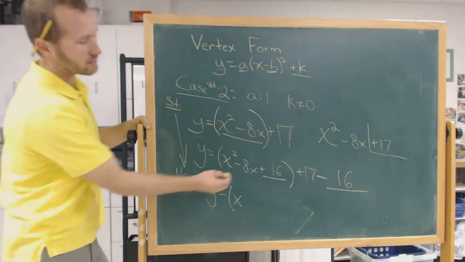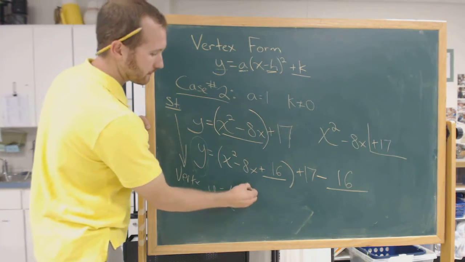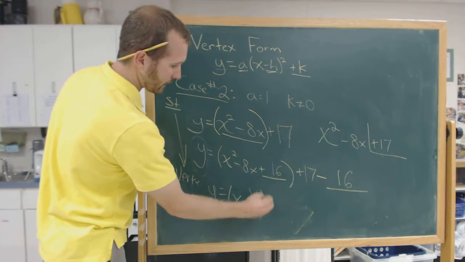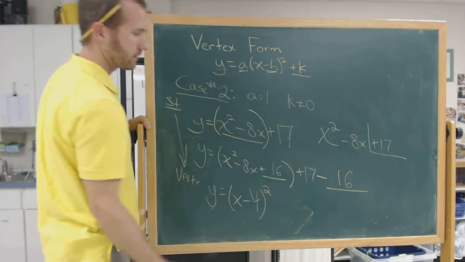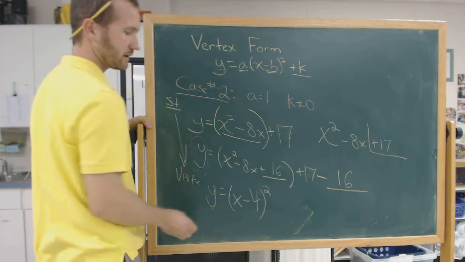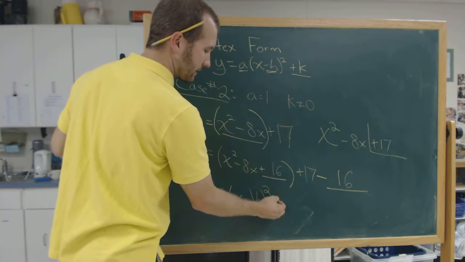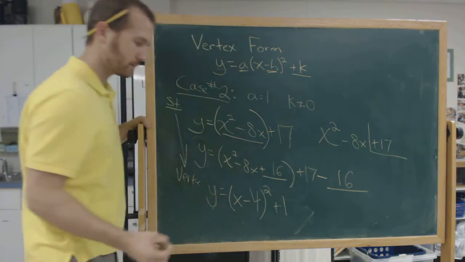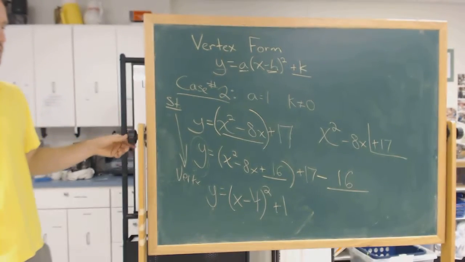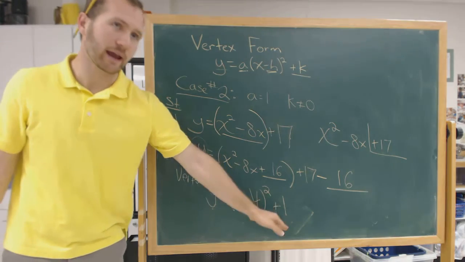Okay, now remember when I took half of negative 8, I had minus 4 squared. Yes, because it's negative 8. x minus 4 squared. That's this, right? The parentheses turns into this. And then I have plus 17 minus 16, so I have plus 1. So this is my second case of vertex form. I have some sort of a k out here.